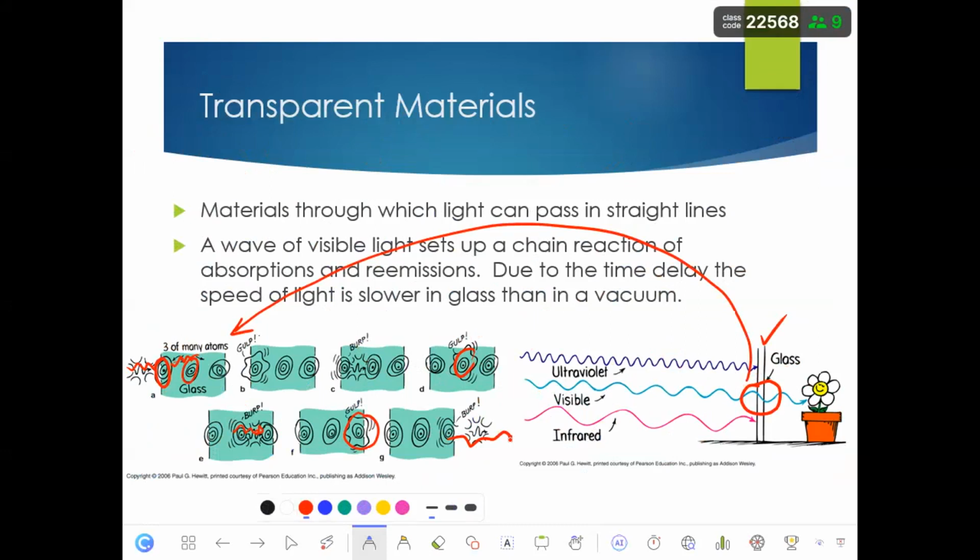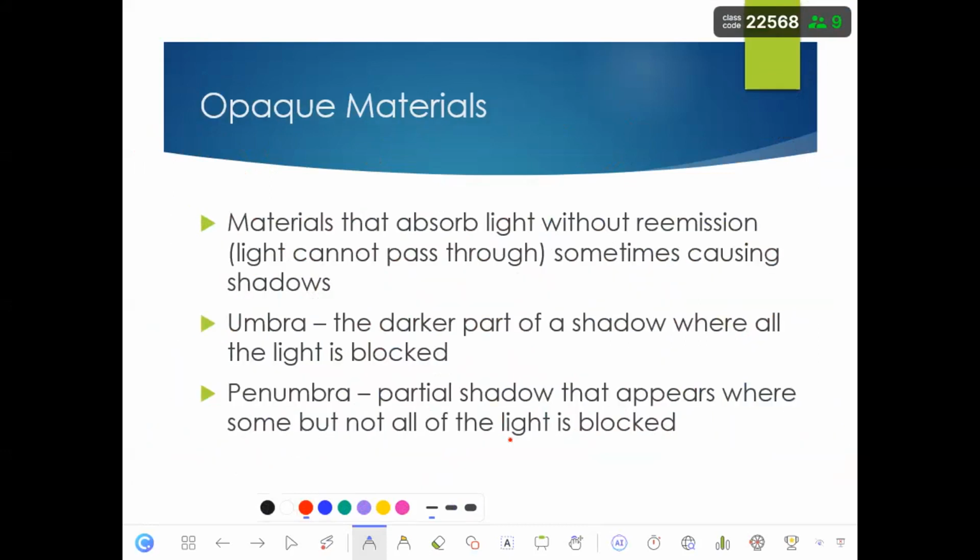Good? And we know the process of passing the light through the transparent material. This process: vibration, light. Vibration, light. Vibration, light. We will have the light on the other side. Opaque material: material that absorbs light without re-emission. It's called opaque material.